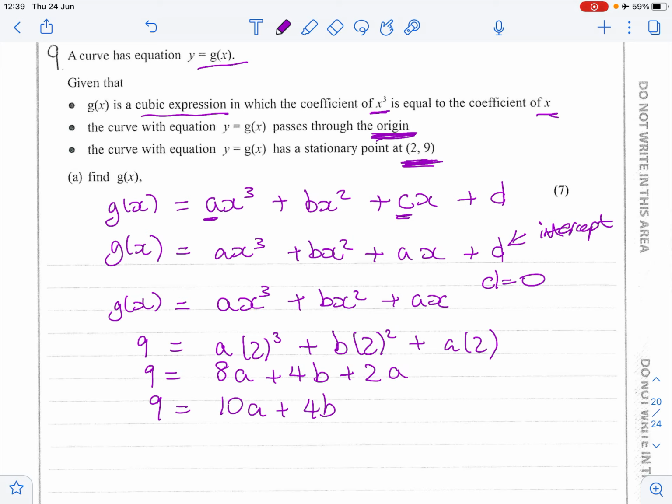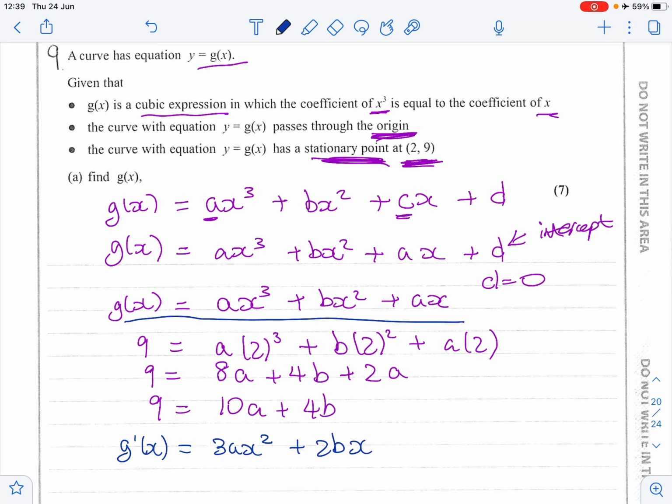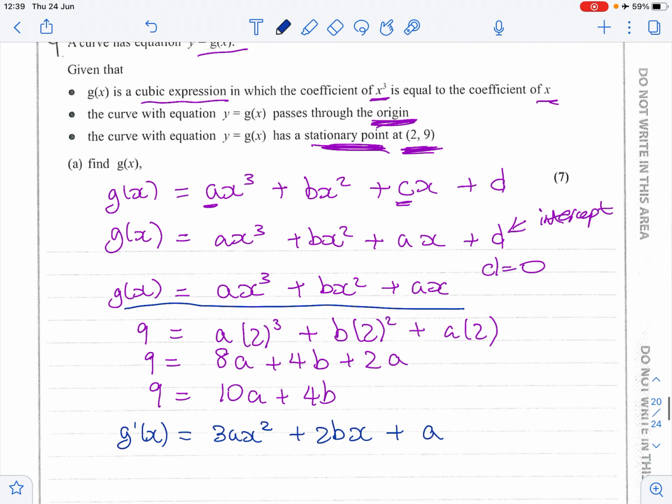Then we are told that the curve has a stationary point. A stationary point is when the gradient equals 0. So we need to differentiate our equation, which will give us the gradient. Differentiating this, we get 3ax squared plus 2bx plus a. Once we differentiate this, it gives us the gradient. But we are told it's a stationary point, which means the gradient is equal to 0.